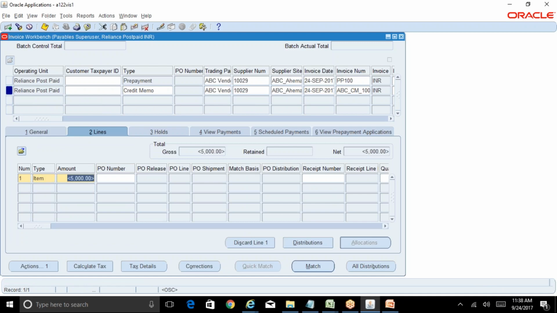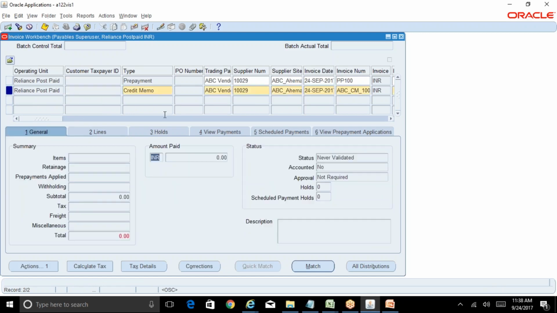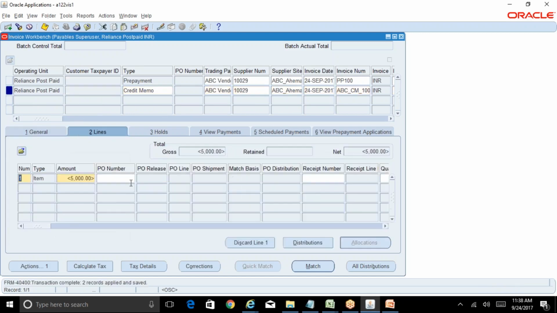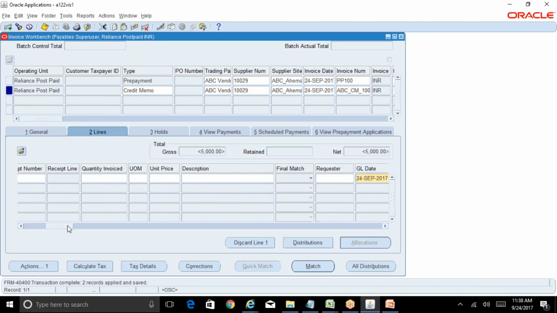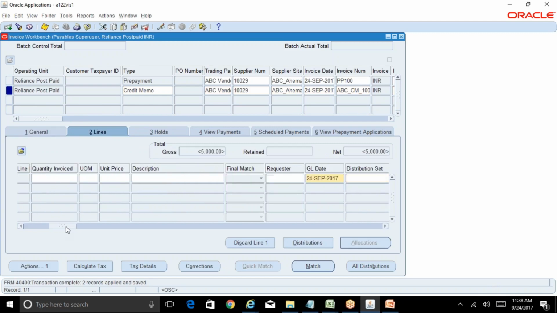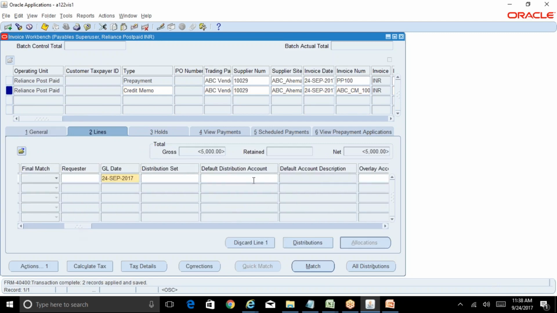Okay, first we'll start with the standalone credit memo. So when you're creating a standalone credit memo without matching it to the invoice, okay. So you're creating for 5,000 rupees, okay, and you should exactly use the same account whatever is being charged in the original invoice, okay.